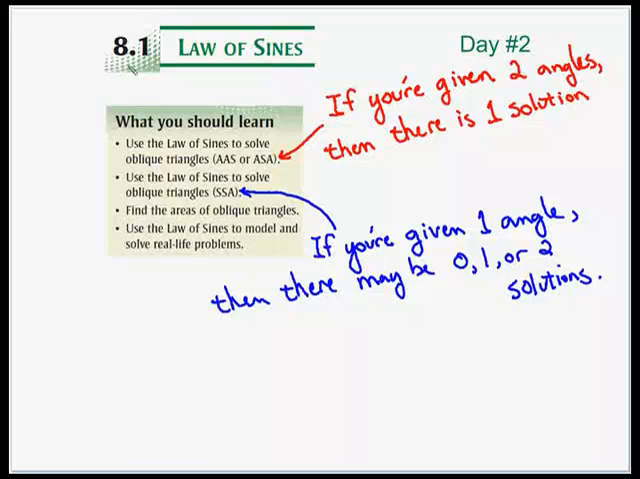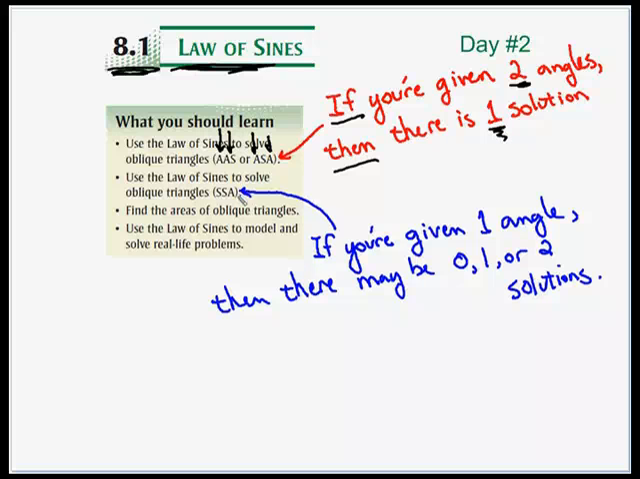Right, in this video we're going to continue with 8.1, the law of sines. And we're going to move on to this more ambiguous case of two sides and an angle. Now, what we did in the last video and yesterday in class, we did angle, angle, side, and angle, side, angle. The common theme there were two angles given. If you're given two angles, then we know there's only one possible solution triangle.